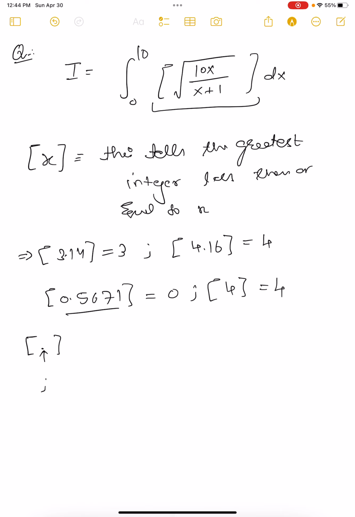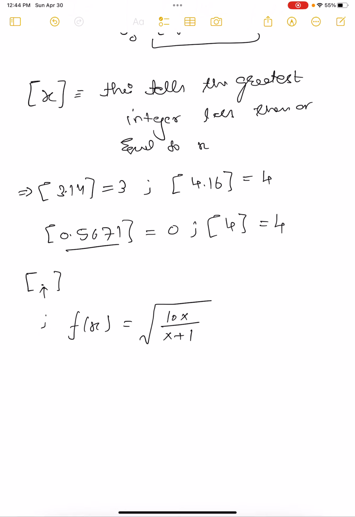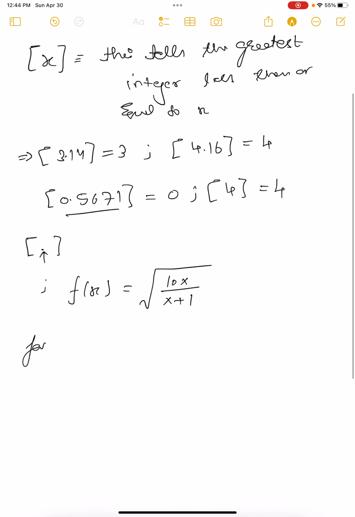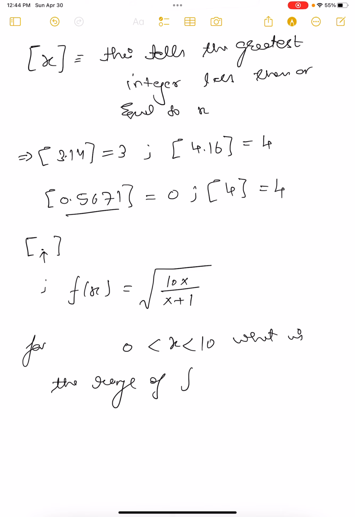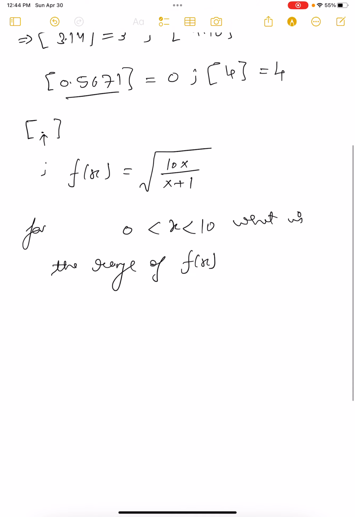So let's call the function that is written inside the greatest integer function f of x, and this is equal to 10x over x plus 1. So let's ask, for x which is greater than 0 but less than 10, what is the range of function f of x? So in this limit from 0 to 10, what is the range of this function f of x? This we need to look for.